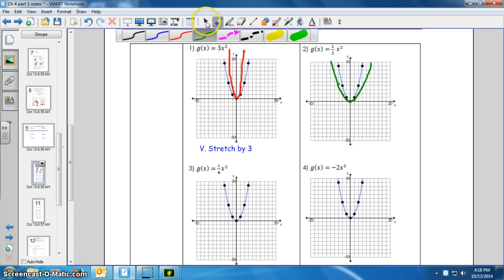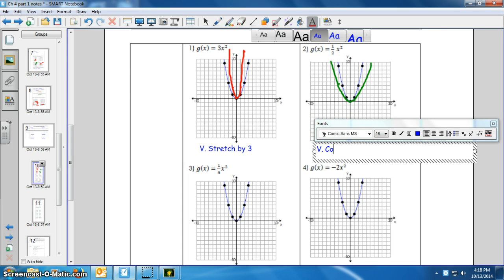And this is a vertical compression because it is a fraction. So it's vertical because it's out front. It's a compression because that number is a half. It's less than 1.